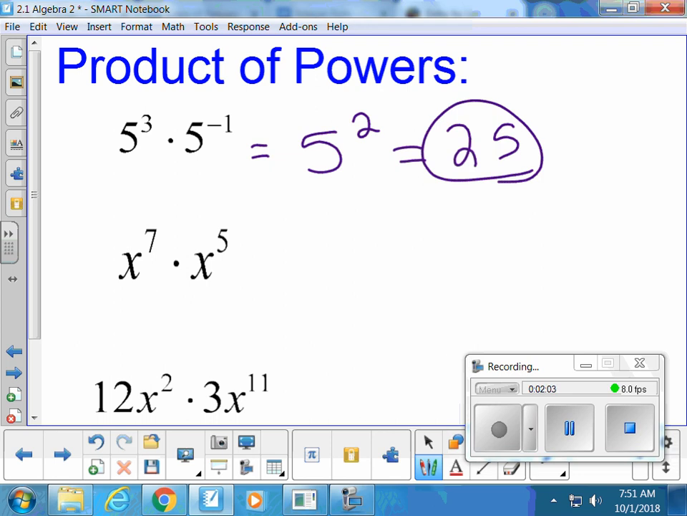All right, the second one here, it's x to the 7th and x to the 5th. So once you realize both of these have that same base of x, you can keep your base x, and you can take your exponents and add them together. So I would just do 7 plus 5. 7 plus 5 is 12, and that's your final answer for this one.